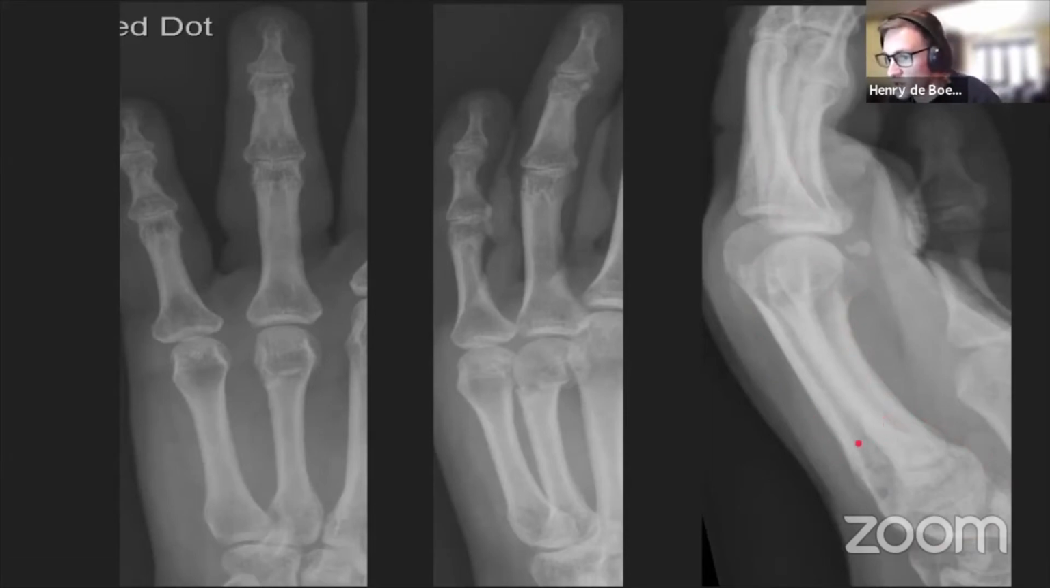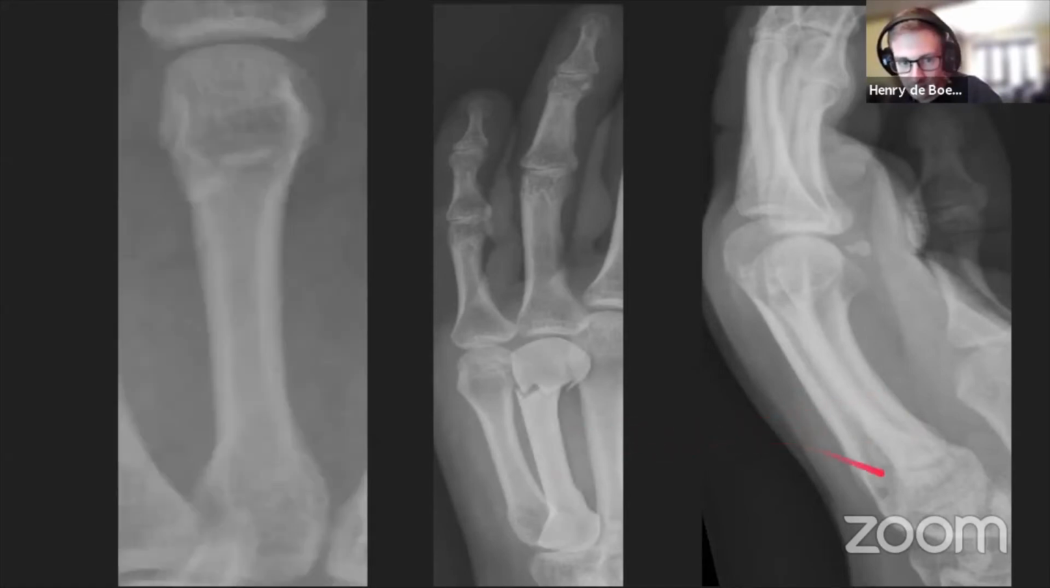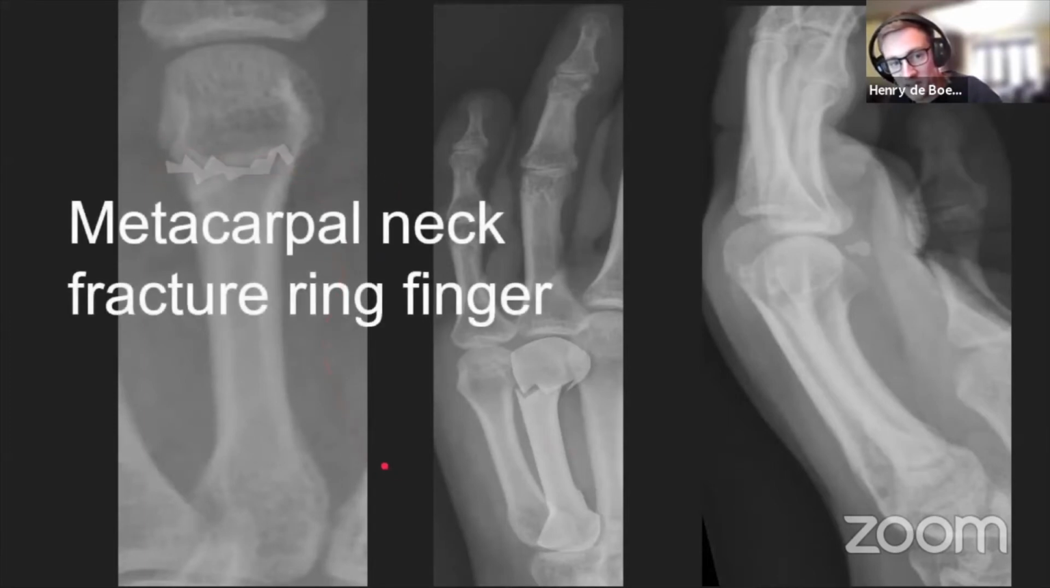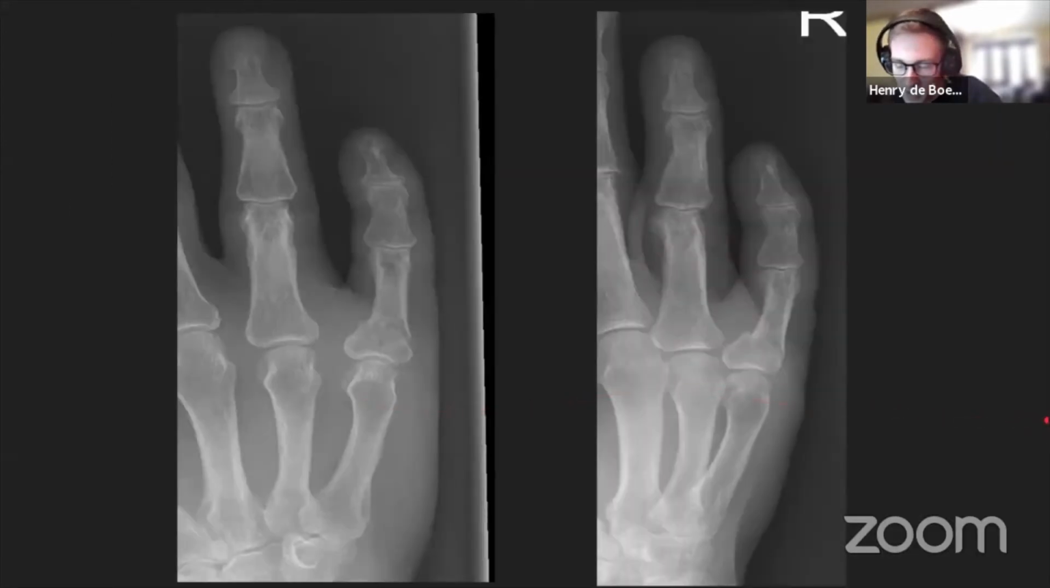So I think everyone that's put an answer in the chat box was correct. There we see it, and if we zoom in, it's there, but it's subtle. Metacarpal neck fracture of the ring finger. Next case.